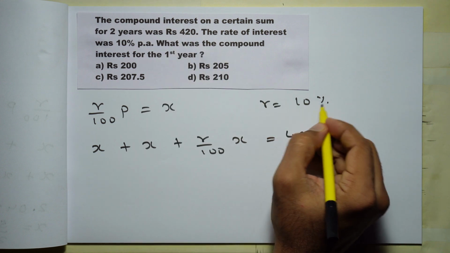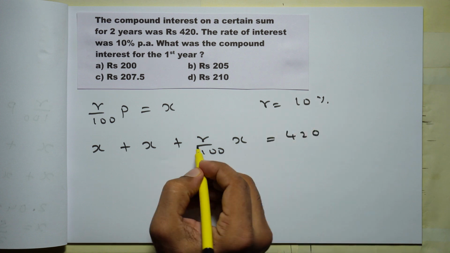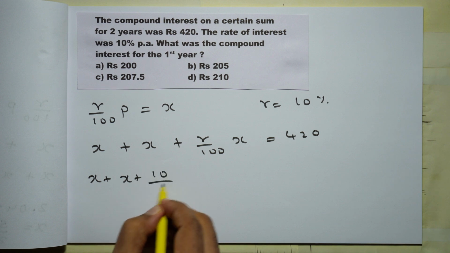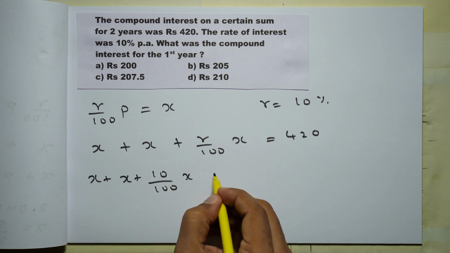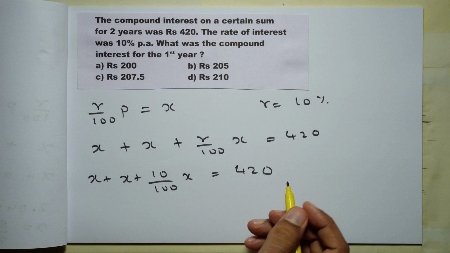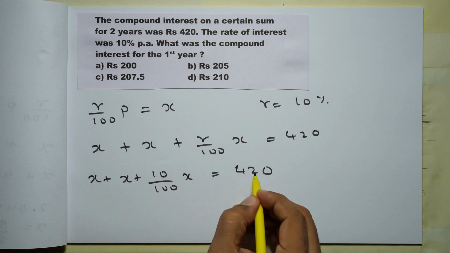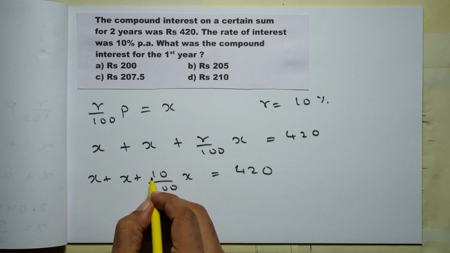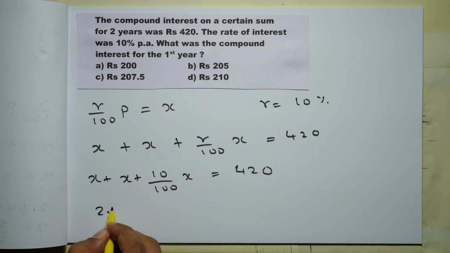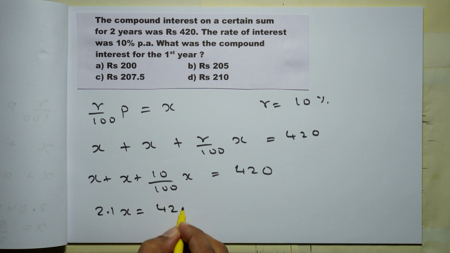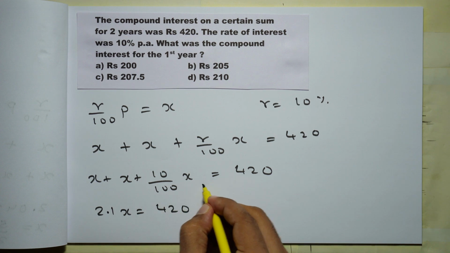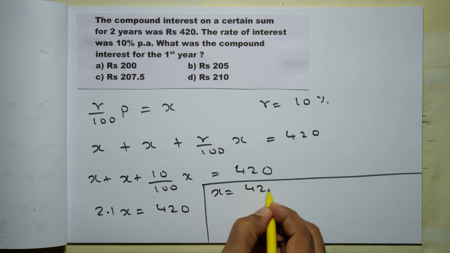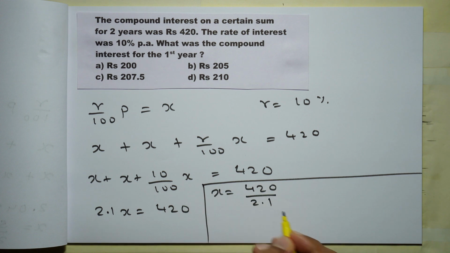Now the rate of interest is 10% per year, so we'll substitute this value here. So x plus r, which is 10%, of this x, and that total is 420. We'll solve and calculate the value of x. So x plus x is 2x, plus 0.1x, so you'll get 2.1x is equal to 420. So x is 420 by 2.1.